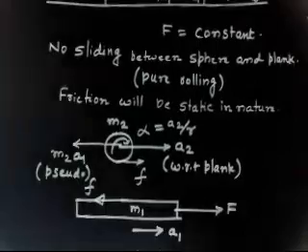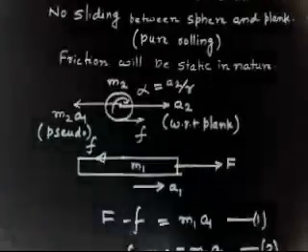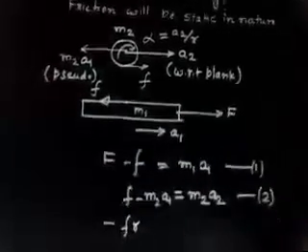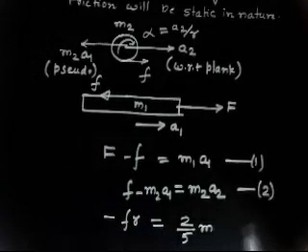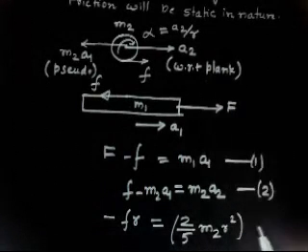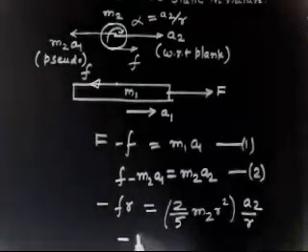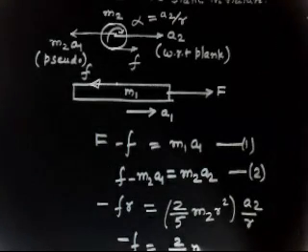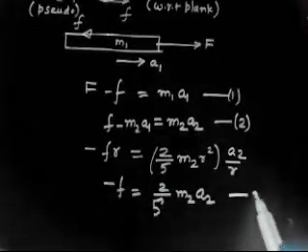So let us write the equation for torque. Torque is F into R. This is opposite to the rotation, so minus F into R is equal to I, which is 2 by 5 mr square, and the mass is m2, r square into alpha. Alpha is nothing but a2 by r. So from here I can write minus F is 2 by 5 m2 a2. Are you getting or not? So this is equation number 3.